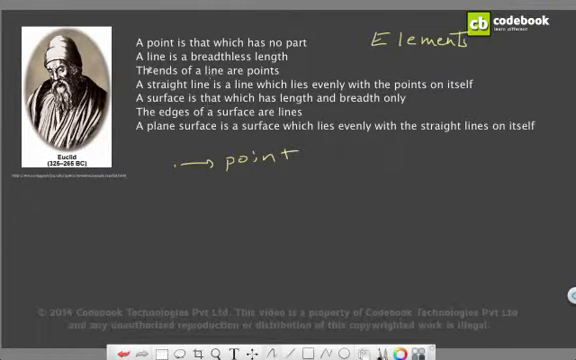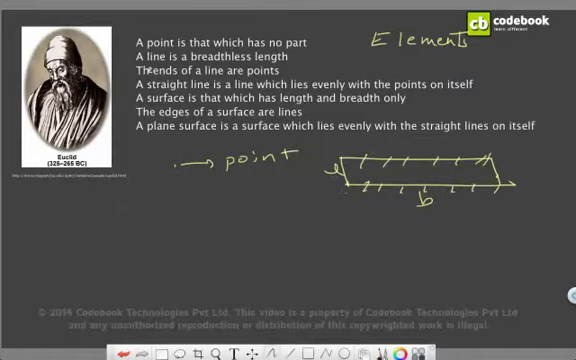The next thing is a line is a breadthless length. Let's take an example. If you see, this is a rectangle. It has length and it has breadth. And what Euclid is saying is a line is a breadthless length. So if you take out the breadth, the remaining part is just the length, and this is a line. And this line can be extended infinitely on both directions. The ends of the line are points. That's the third definition that Euclid has given us.